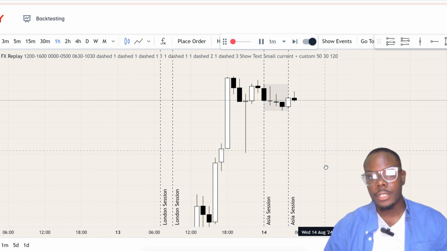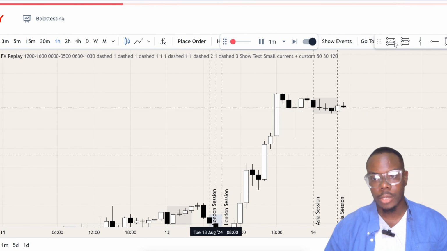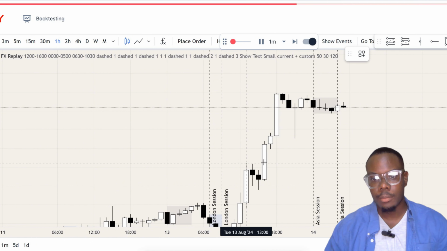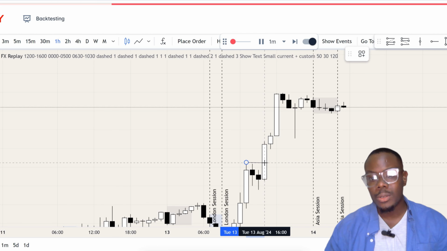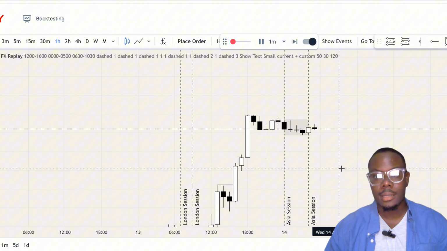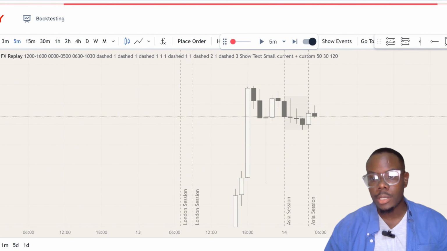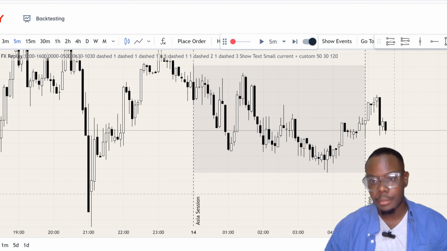All right, let's take the first example. So we're coming into the London session here, okay? And the first thing we're going to notice is that price is bullish. So this was our last break of structure and it was to the upside. That means that our bias for the day is bullish, okay? The next thing we do is we scale down to the 5-minute time frame.